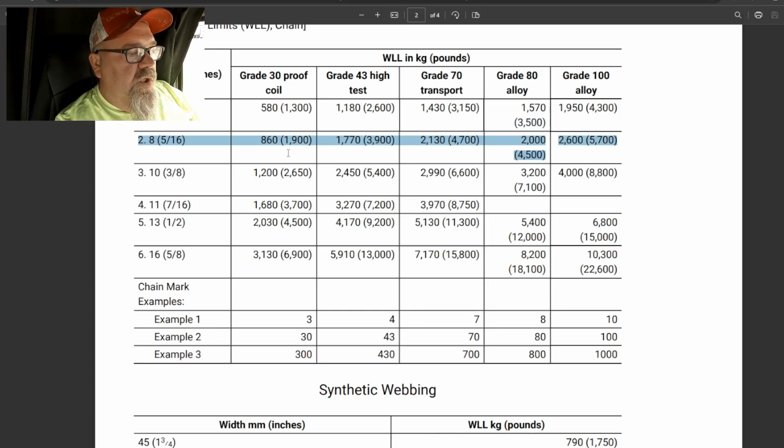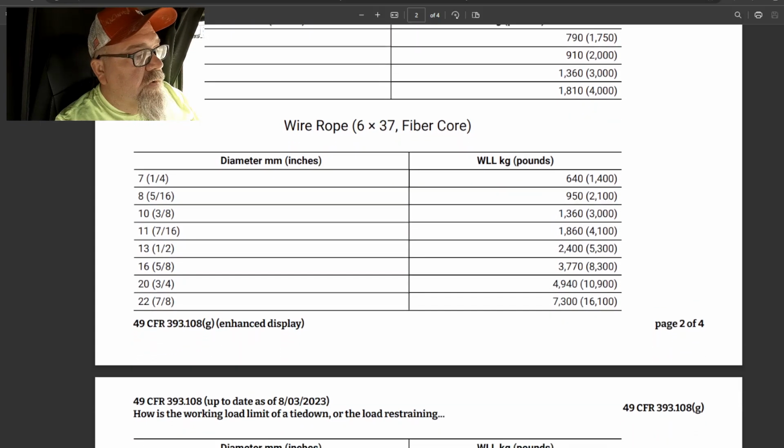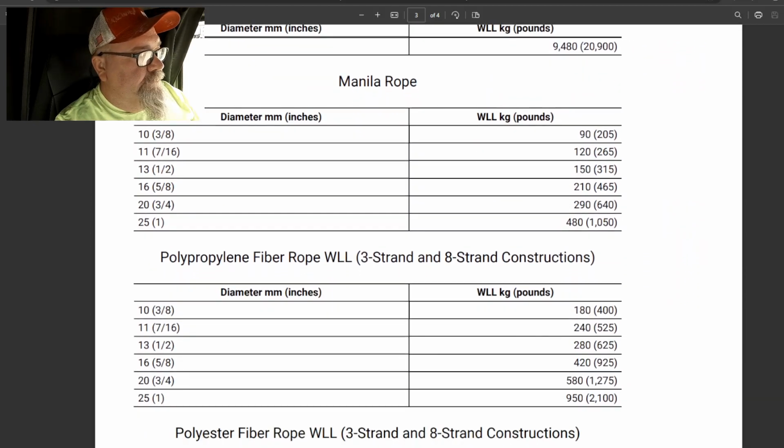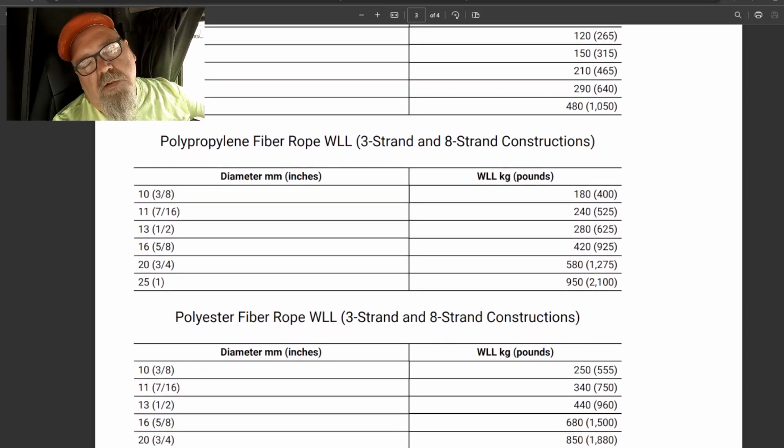Like I said, it comes down here and shows you your synthetic webbing: your 1 3/4, 2 inch, 3 inch, 4 inch strap, synthetic webbing, wire rope. It goes even further down and covers your manila rope, which I don't know why anybody uses to tie stuff down, polypropylene fiber rope, double braided nylon rope, and steel strapping. You see a lot of that on pipe loads, or if you're hauling truck beds.